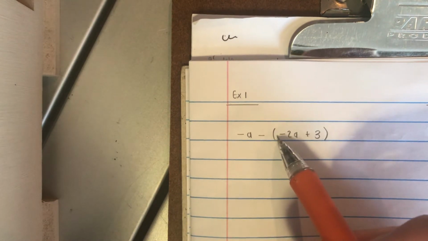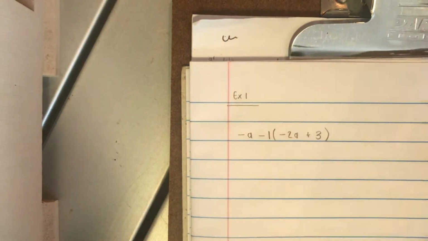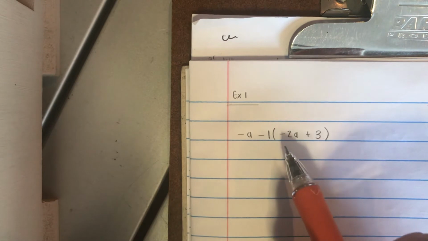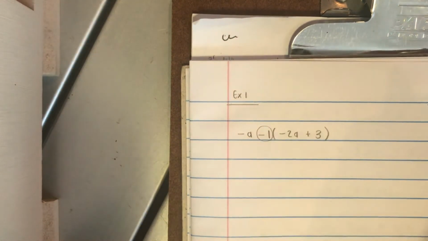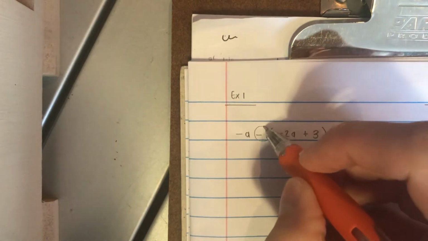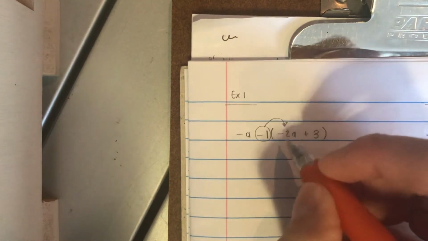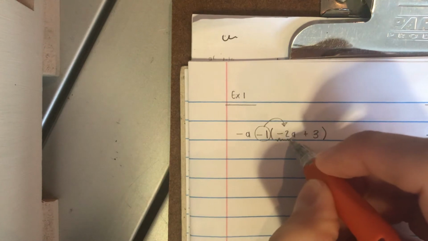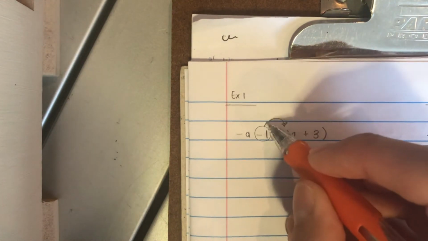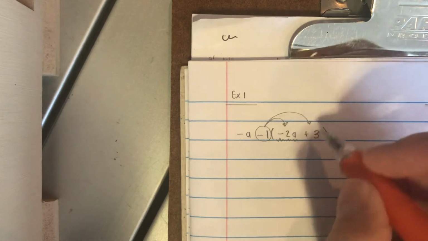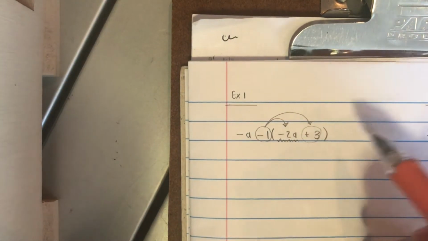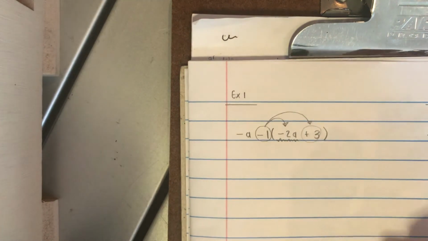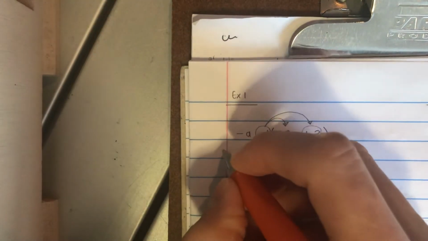Now remember, what is in front of the brackets here is actually a 1, but when you use the distributive law, you're going to work with this -1 that's in front of the brackets, and that -1 you'll first multiply with -2a, and then you're going to multiply it with +3. Okay, so that is very important. You have to multiply it with a sign as well. That is extremely important.